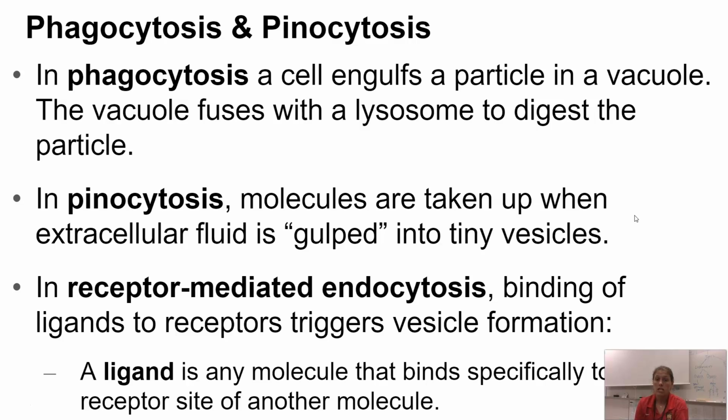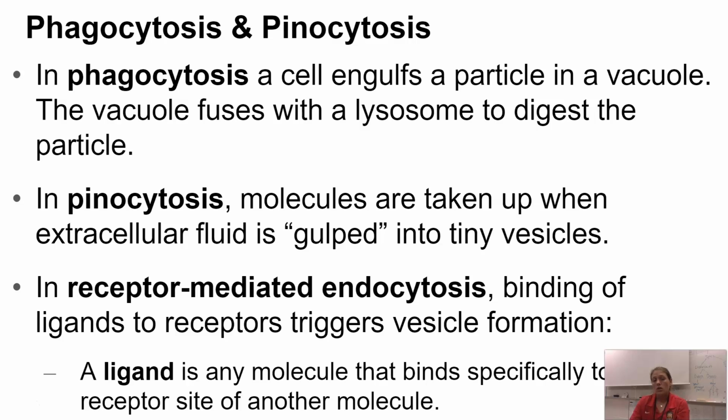Phagocytosis is like a cell eating. It's going to engulf particles of food. So these are larger macromolecules. And in pinocytosis, these are typically fluid-like particles, and it's going to create tiny, tiny vesicles to hold it. And then we said that receptor-mediated endocytosis is, first we have to bind to something called a ligand, and the ligand is just a fancy word for the signal itself.